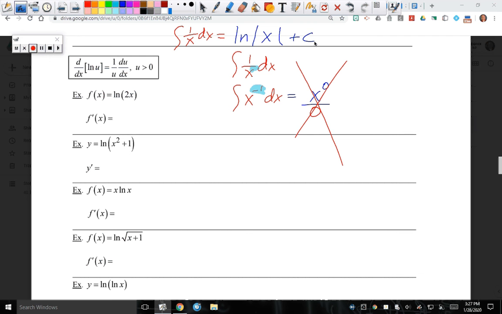Now, look. Some of you are like, why is that absolute value there? What's the domain of natural log? X is greater than 0. It can only be positive. That's why the absolute value is there. Okay? Now let's go back. It's been a while. What's the derivative of natural log of x? 1 over x. That's it. Times the derivative of x, which is just still 1.